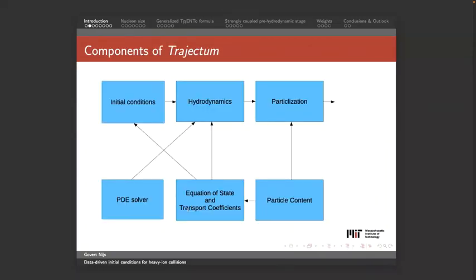So I've listed the components that go into Projectum here again, just to be able to say what I'll be covering in this talk. In the introduction, I'll briefly cover the hydrodynamics and particleization just to make sure everyone's on the same page on what we're doing there. But I'll spend most of the time on the initial conditions, which I was asked to cover, and which is also the main focus of these two papers.